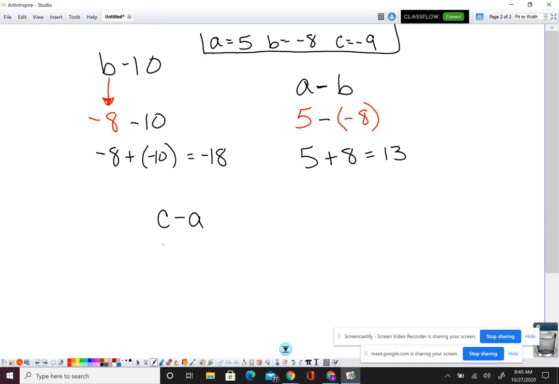C minus A. I'm going to substitute in the C and get negative 9. And I would say put parentheses around what you're substituting, especially when you have a negative sign, so that you can see where that negative sign comes from. That comes from the C. The A we're substituting in is 5. The minus sign comes from the actual problem itself. So when we're solving this, negative 9 plus a negative 5 equals negative 14.